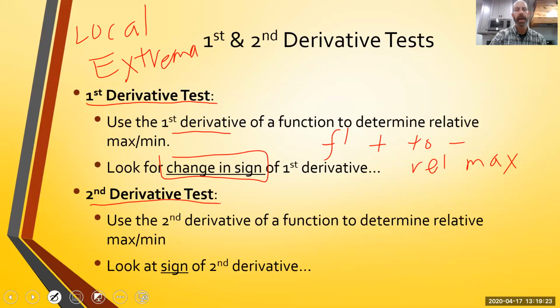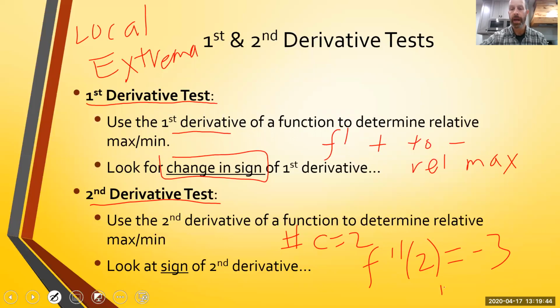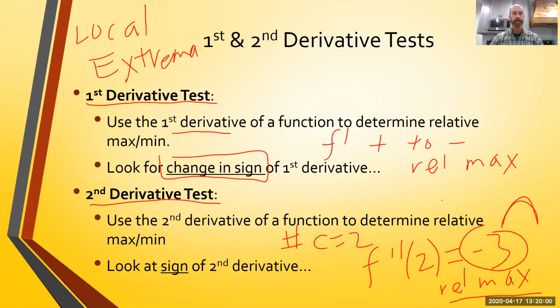The second derivative test uses the second derivative of the function. So what you basically do is, let's say you find that the critical number equals 2, and then you find that f double prime of 2 is, let's say, negative 3. Then what do we have there? Well, that's going to be a relative max. That is a relative max if the second derivative at that particular critical number is negative. And the reason is because if the second derivative is negative there, that means it's concave down. So that makes it a max.